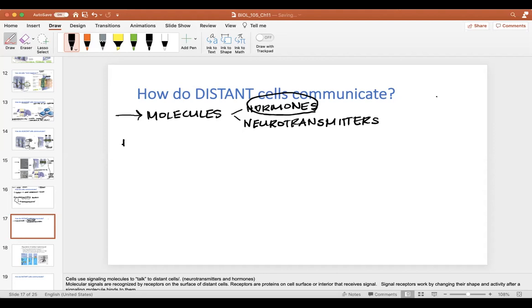Now, typically what happens to hormones is that they bind to receptors. So let's review what a cellular receptor is. And we've mentioned cellular receptors before, okay?